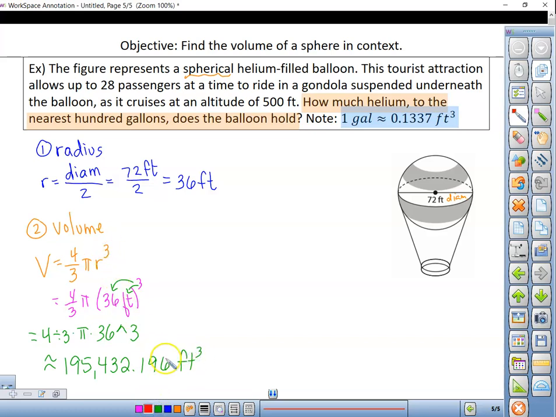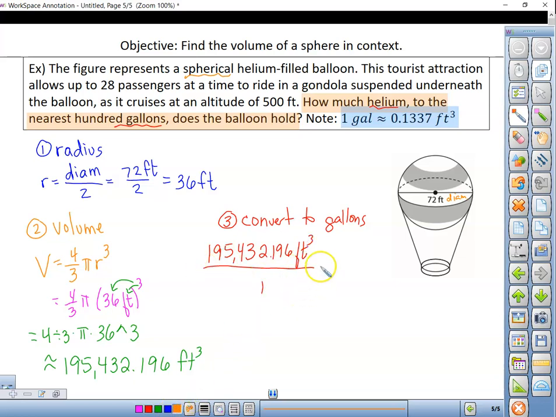So now we have our volume, but it's in cubic feet, and we want to know how many gallons, in this case, of our helium the balloon will hold. So now we have to convert to gallons. So we have our volume in cubic feet, and then we can use our conversion ratio. So that's a denominator of 1. And we want to get rid of those cubic feet. So we put the cubic feet in our denominator and our gallons in our numerator.